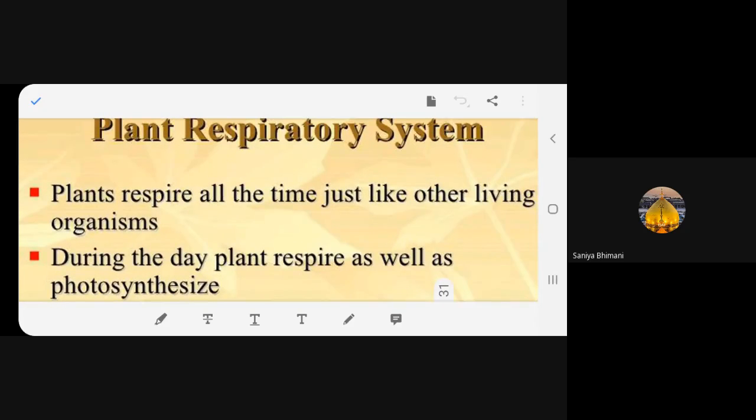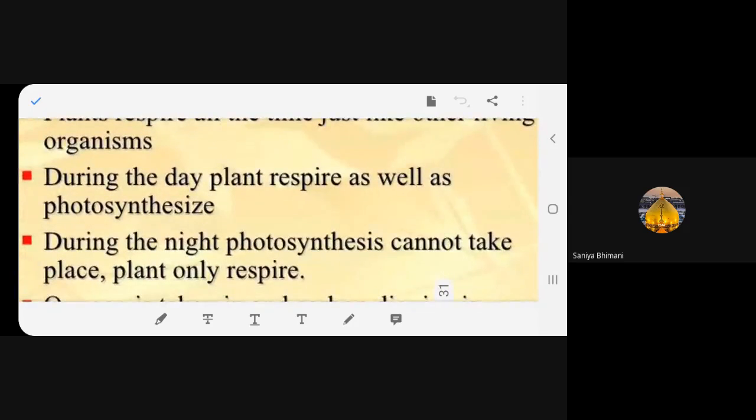Plant respiratory system. Plants respire all the time, just like other living organisms. During the day, plants respire as well as photosynthesize. Do you agree that during the day plants respire as well as photosynthesize? Do you agree with it? Yes. Okay, good.